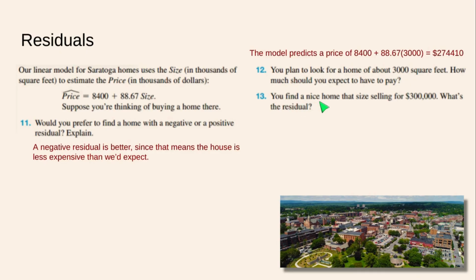You find a nice home that's selling for $300,000. What's the residual? Remember, residual is the actual data value minus the expected data value. So we take our actual data value, 300,000, subtract our expected data value, and we find that this house better be real nice because it is $25,590 more expensive than our regression line has predicted.